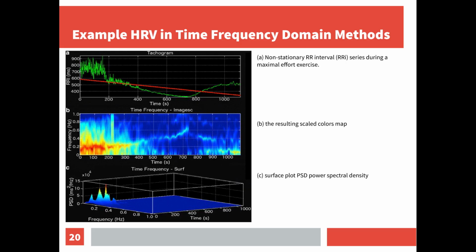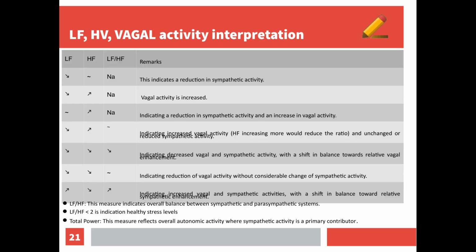The scaled color map and surface plot of Power Spectral Density reveal dynamic changes in autonomic nervous system activity. These visualizations help in understanding the time-frequency domain characteristics of heart rate variability, providing insights into how the body responds to intense physical stress. Low frequency, LF, and high frequency, HF components in heart rate variability, HRV, analysis, reveal autonomic balance.